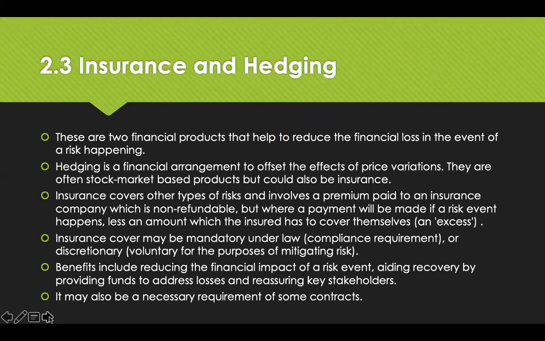We're now going to discuss the use of insurance against risk. Insurance is something that we tend to be familiar with from our lives outside of work, but there is some specialist insurance used in procurement. Hedging is a technical financial instrument used to protect against risks. There are two financial products that help to reduce the financial loss in the event of a risk happening. Hedging, where you're offsetting the effects of price variations, and insurance, which covers some types of risks and involves paying a premium.